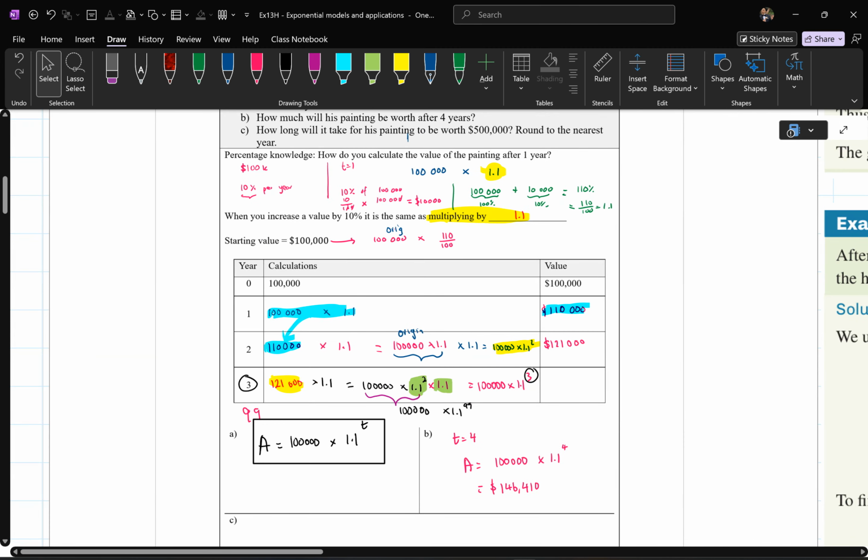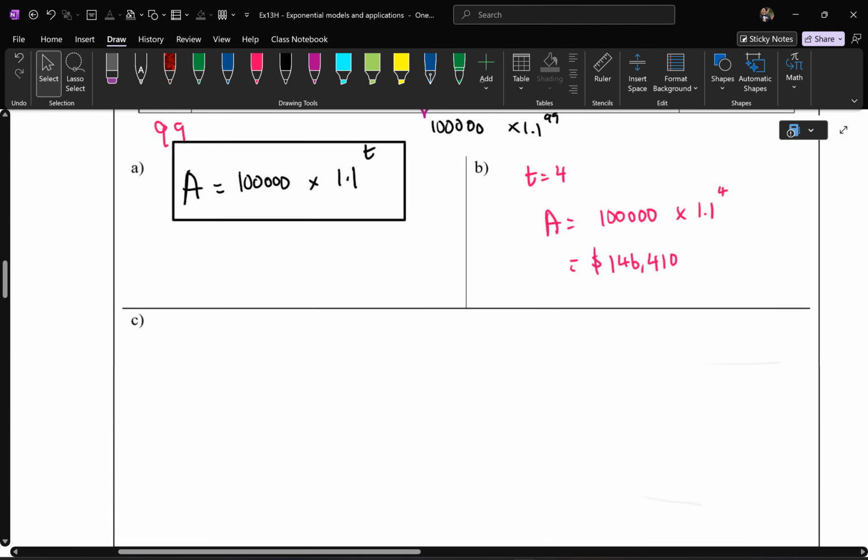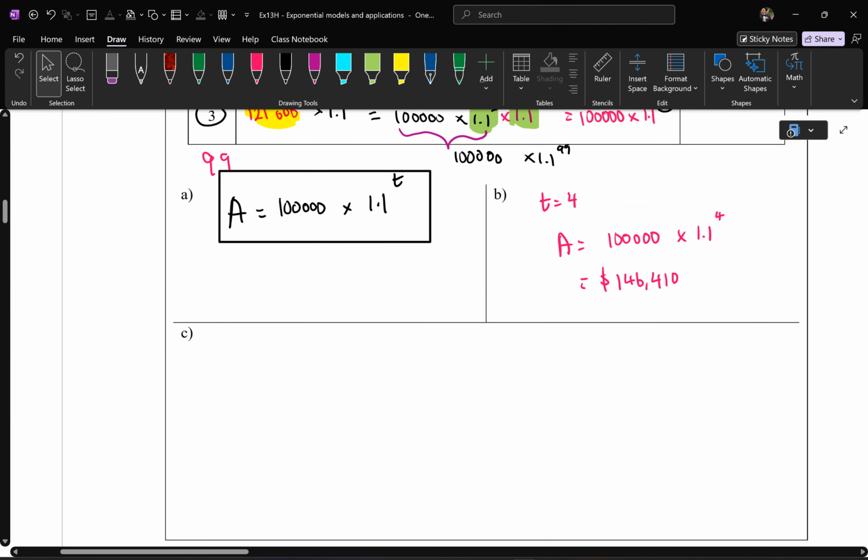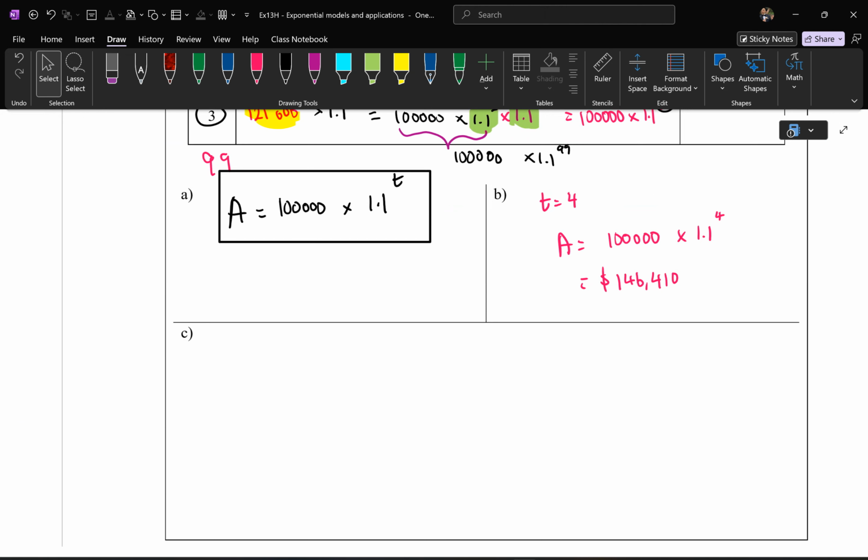So how long will it take for his paintings to be worth $500,000? How do we do C? So let's say Paris only wants to sell his painting after he knows it's worth $500,000. That's when he's happy. He's going to hold on to it, but he doesn't know how long. So how long will he have to hold on to it so that it's $500,000?